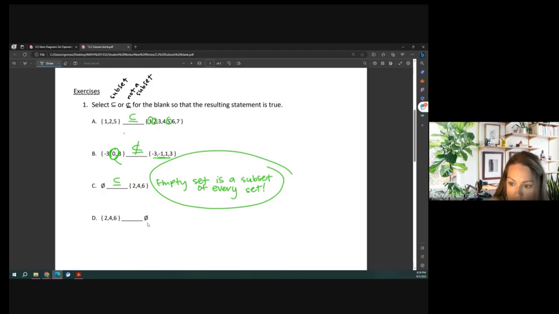And then on D, we have the set 2, 4, and 6, and we want to know if that is a subset of the empty set. And that is not. That is not possible because there is nothing in this set. So if we were to list all of the subsets of the empty set, we would only have the empty set.